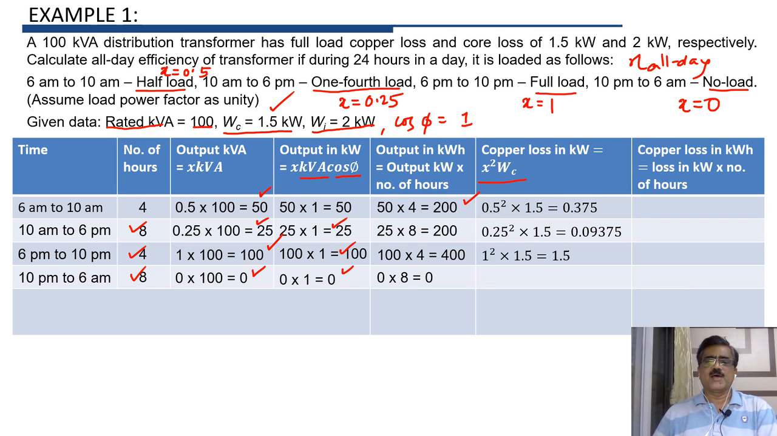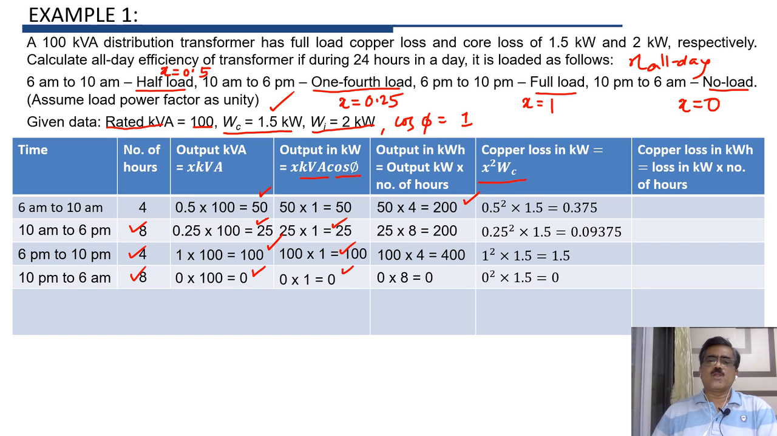Then during the next slot X is equal to 1. So 1 square into 1.5, which is equal to 1.5 kilowatt. And in the last slot the transformer is not loaded, means X is equal to 0, and therefore copper loss is also equal to 0. So 0 square into 1.5, which is equal to 0.